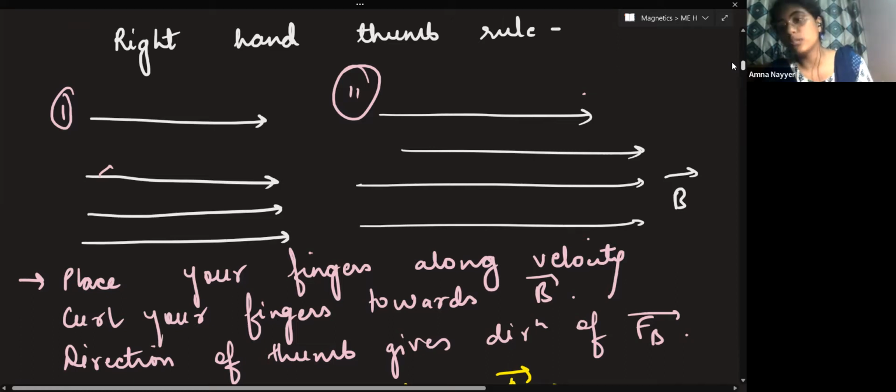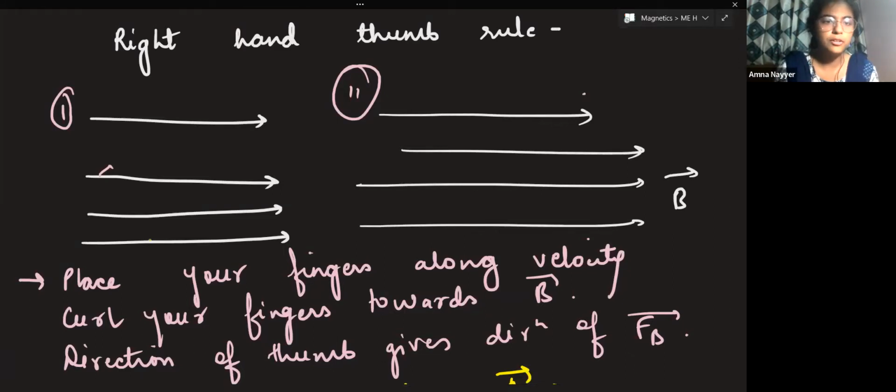Now comes force. So force we didn't discuss. So force also has a certain direction that has to be discussed. So that also we'll do with the help of right hand only. As I've told you, right hand thumb rule only we are going to use. We are only going to use our right hand so that you don't get confused with all the properties of the left hand rule.